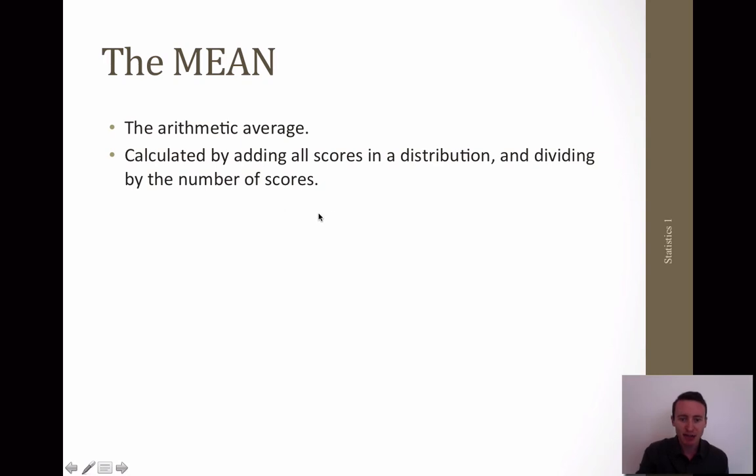It's calculated by adding all of the scores in a distribution together and simply dividing by the number of scores. So this is the formula right here. This symbol right here is mu. It looks like a U, but it's actually a Greek symbol pronounced mu. And this is what we're going to use to indicate population mean.